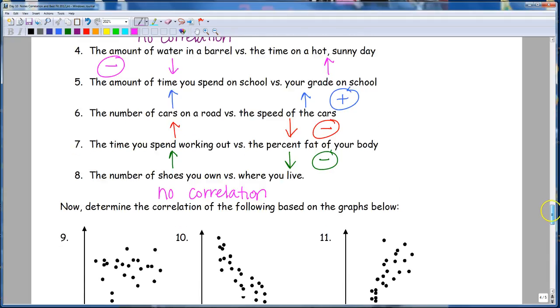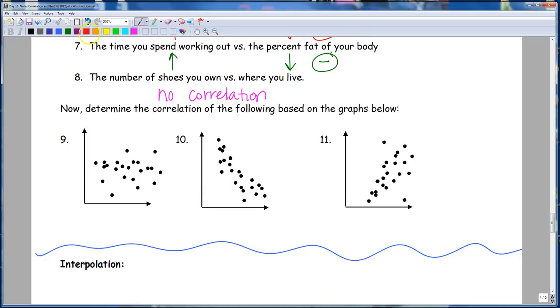Okay. All right, last 3. Number 9, all the points are scattered. This should be no correlation. Number 10, points are clearly traveling downwards. This would be negative correlation. And number 11, there is a trend going upwards, so this would be positive correlation.